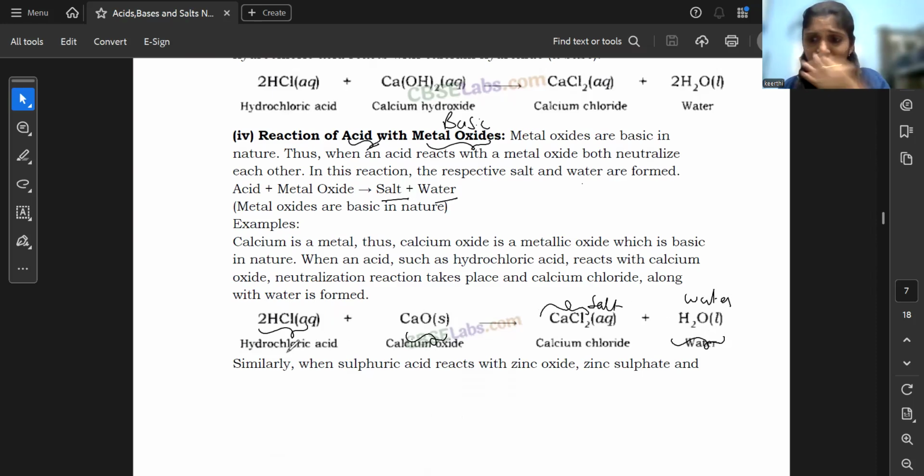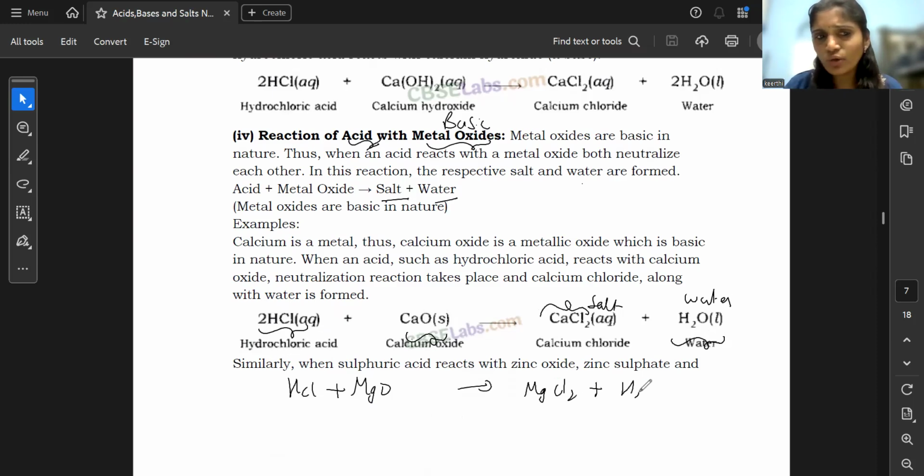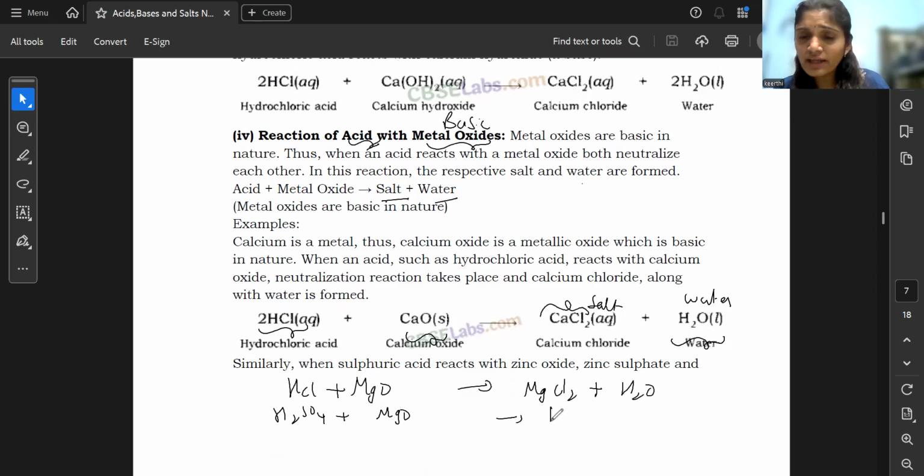You can take any metal oxide for that case. You can take HCl plus MgO. What are you going to get there? You will get MgCl2 plus water. Or if you want, take H2SO4 plus MgO. What does it give? It gives magnesium sulfate. You write the respective salt plus water. So you can do it with any acid. Whenever it is reacting with a metal oxide, it has to give the respective salt plus water. So this is the reaction of bases with non-metal oxides and the reaction of acids with metal oxides.